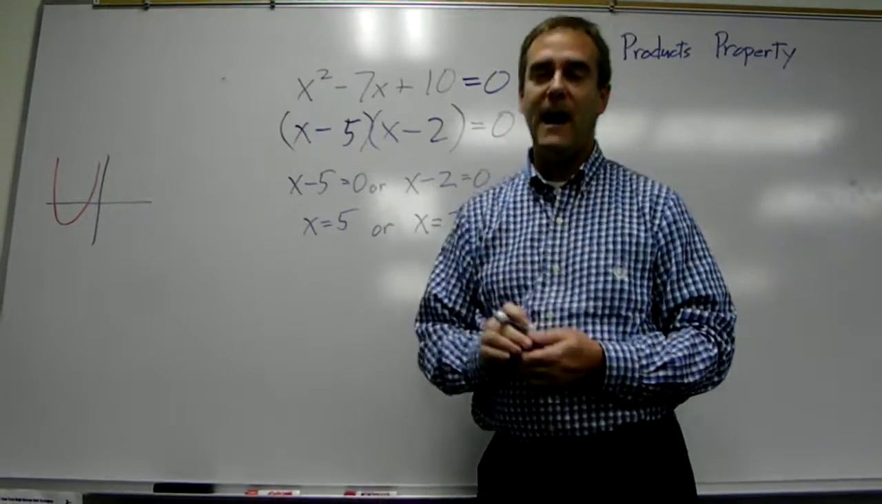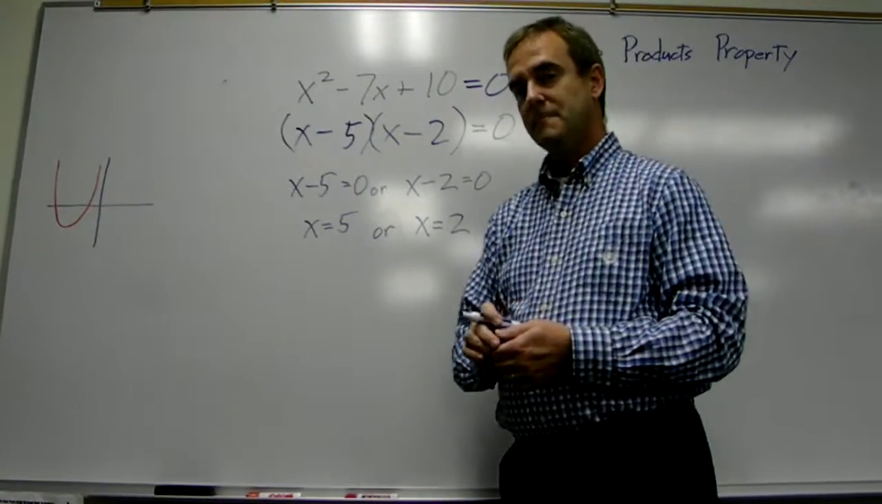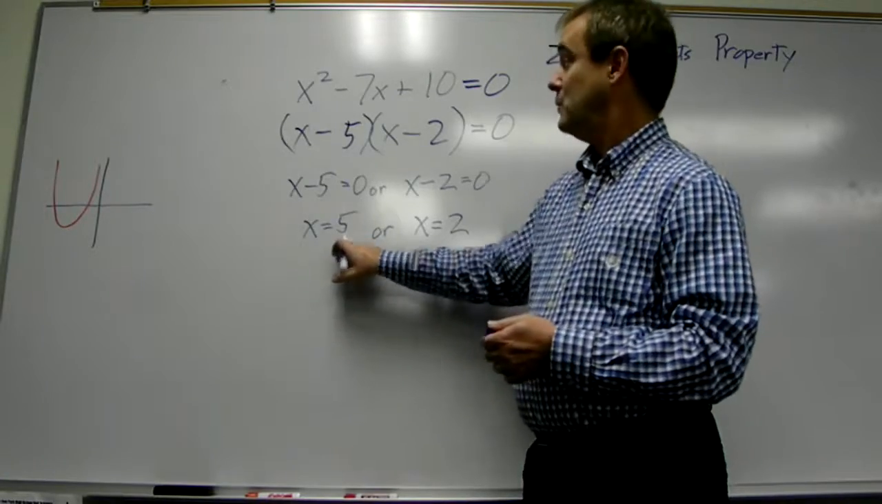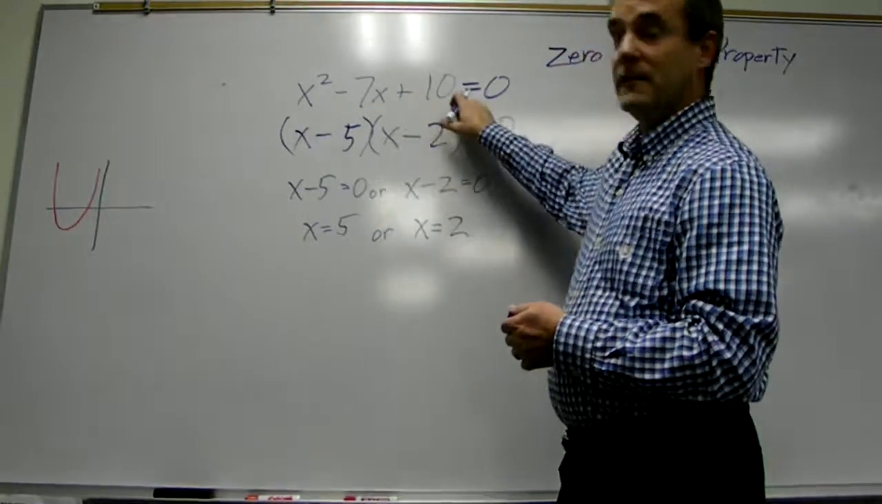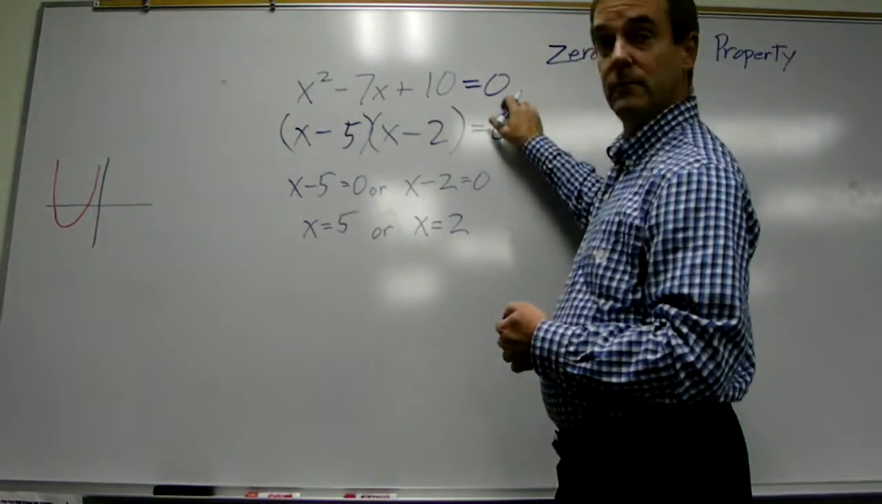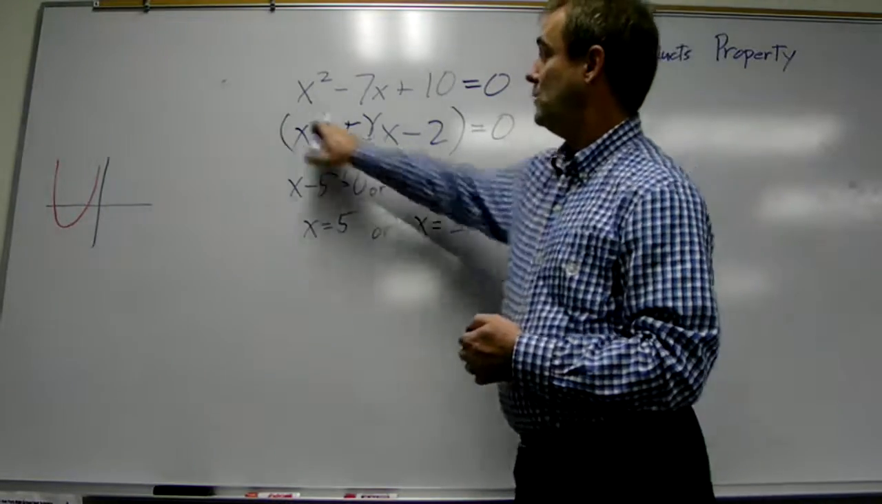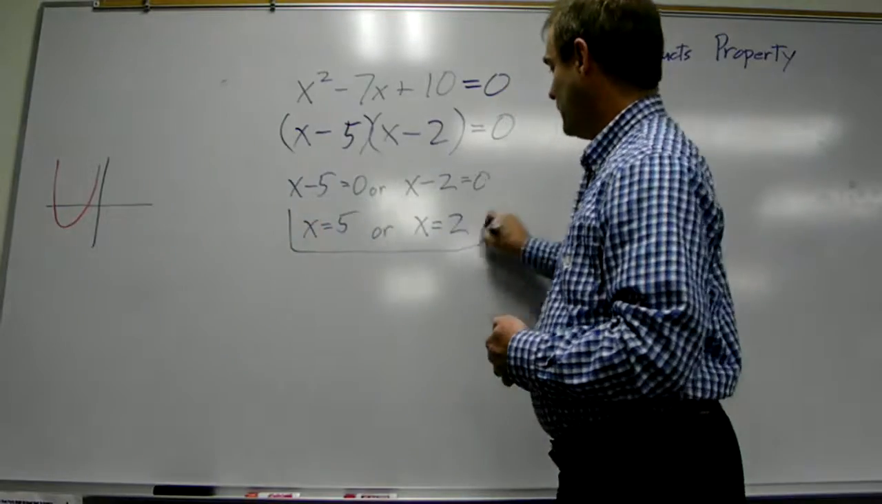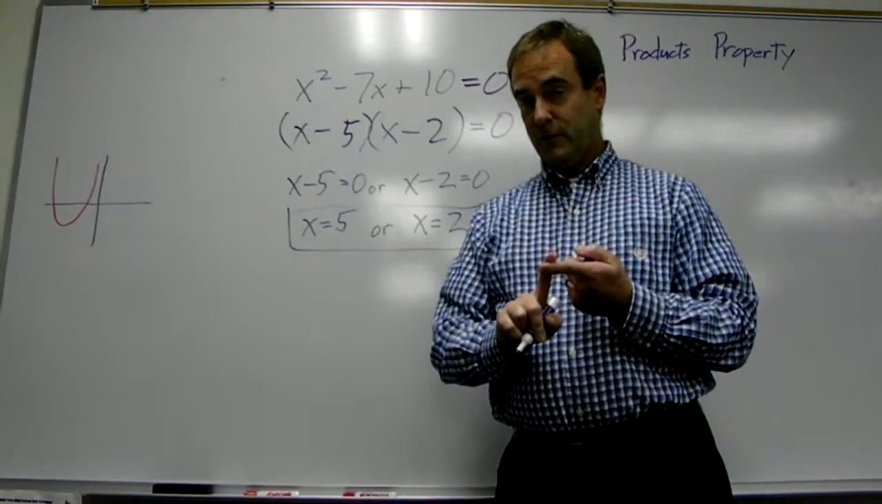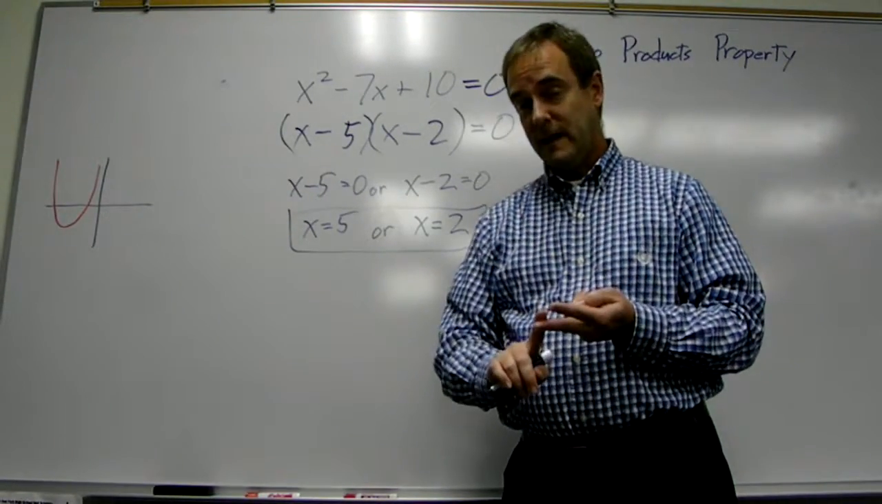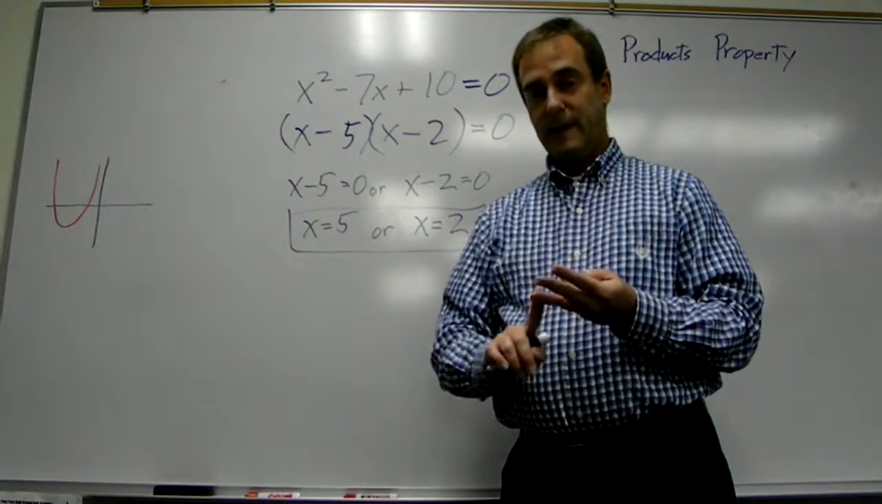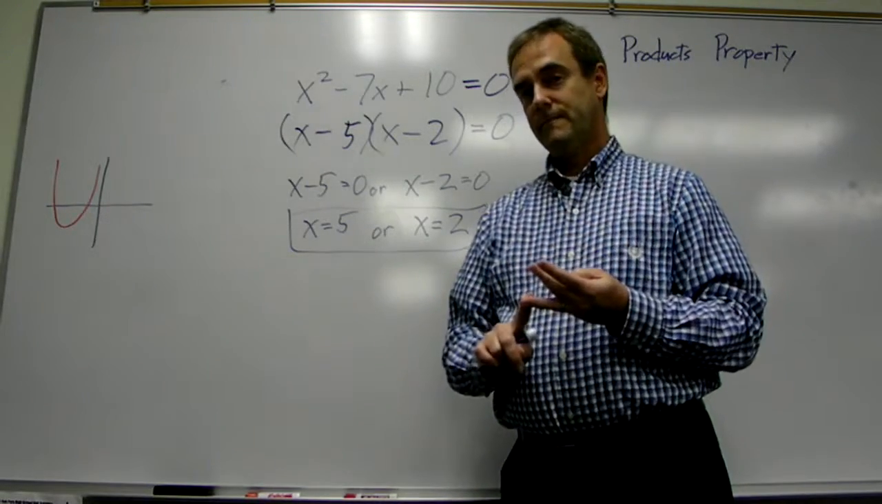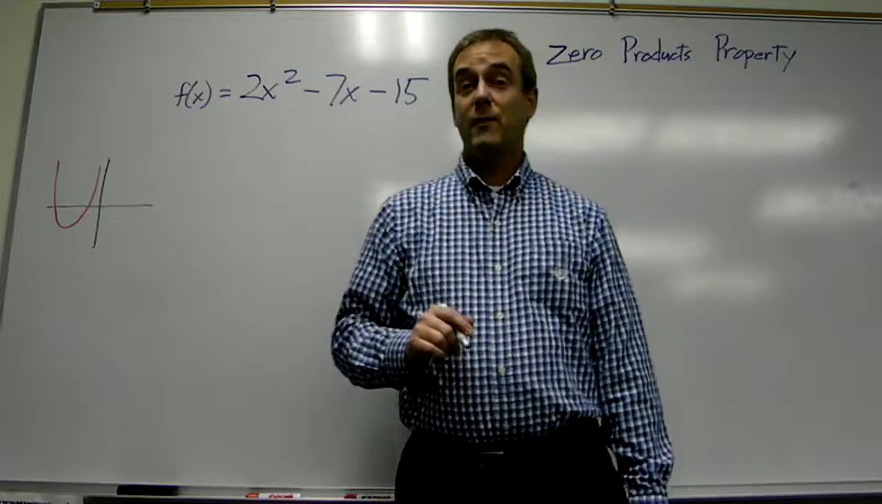X can't be both 5 and 2 at the same time. But if x was 5 and you plugged it into this function, you'd get 0. Or if x was 2 and you plugged it into this function, you'd get 0. These are your two solutions. Factor, set each of the factors equal to 0, and solve to find out what each value of x is. Let's try it again with a slightly harder one.